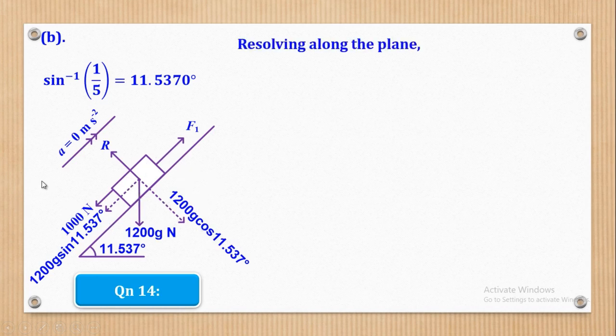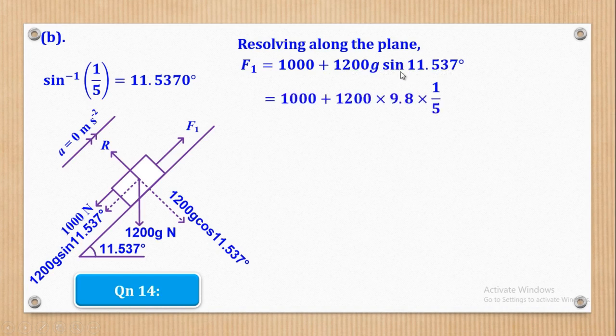When I resolve along the plane, I realize that the acceleration is 0, meaning that this F1 is equal to this plus that. So I'll say F1 is equal to 1000 plus 1200 g sine 11.537. But I know that my g is 9.8 and my sine is equal to 1 over 5, so I'll substitute. And when I simplify, I'll come up with F as 3,352 newtons. So I've got the forward force.